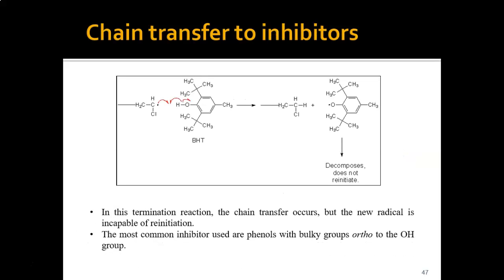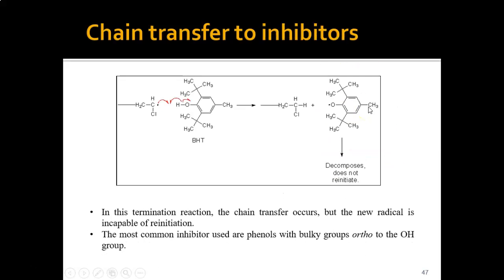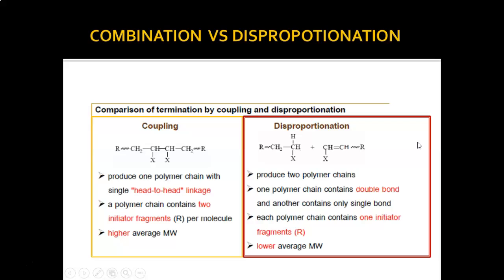In this structure, it shows the chain transfer to inhibitors. In this termination reaction, the chain transfer occurs, but the new radical is incapable of reinitiating. Compare this to chain transfer to retarders. The most common inhibitors used are phenols with a bulky group ortho to the OH group.